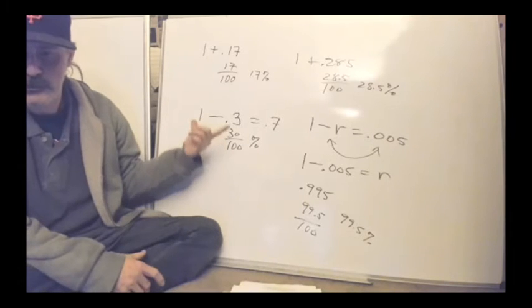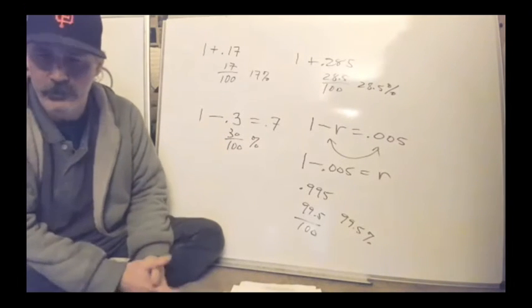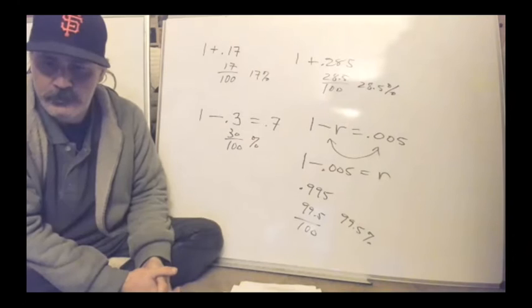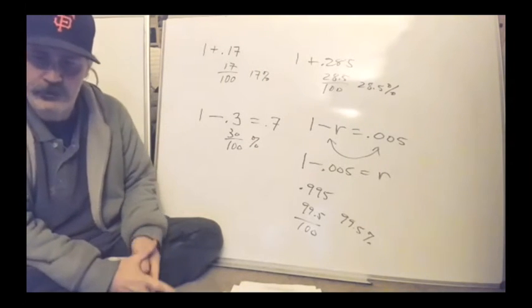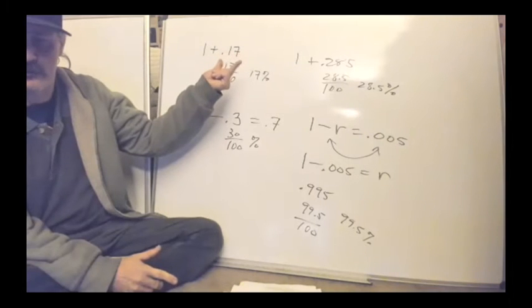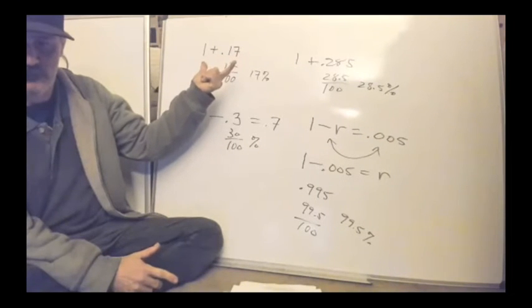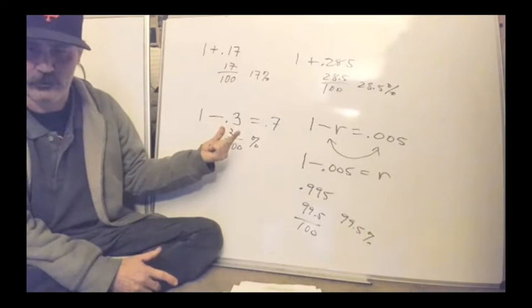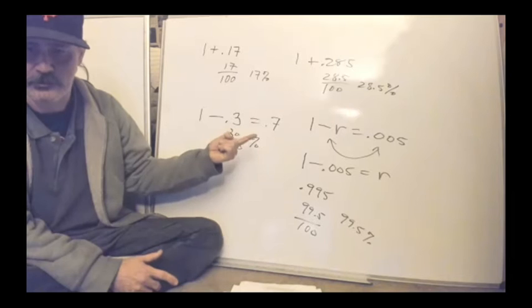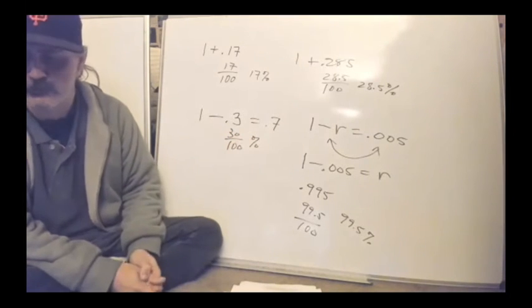Okay. So again, the growth factor is what we multiply. Like we were talking about in the warm-ups, it's a lot easier. We create the growth factor by either adding to the 1. So this is going to cause a 17% increase every time we multiply, or subtracting from the 1. This is going to cause a 30% decrease every time we multiply.